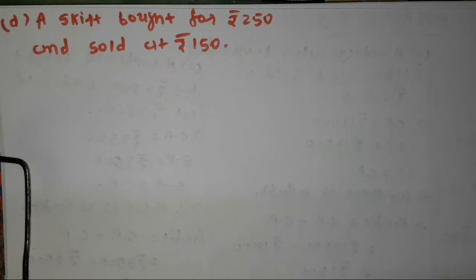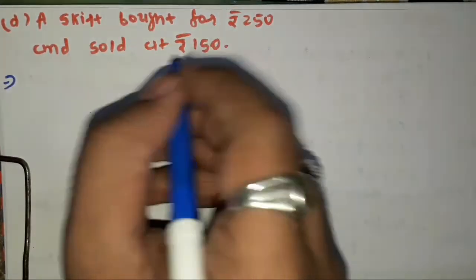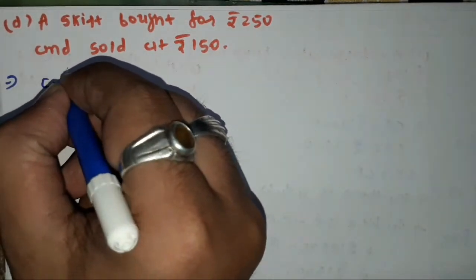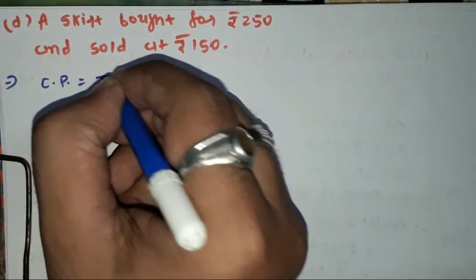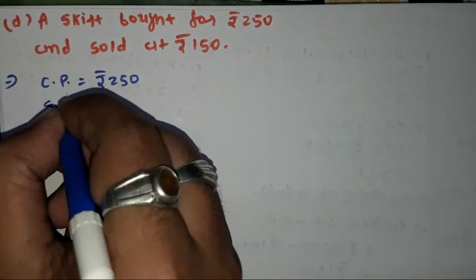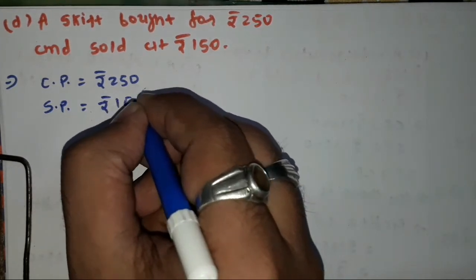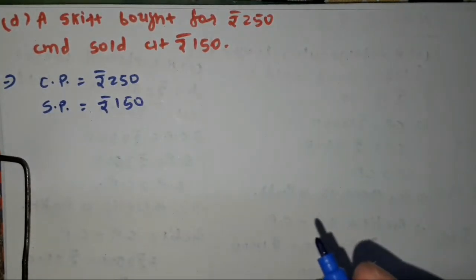So similarly, the last one is that a skirt is bought for rupees 250 and sold at rupees 150. So for that, what we will do here? First of all, to solve this, a skirt bought for rupees 250. So that is the cost price. So cost price is equal to rupees 250, and selling price is equal to rupees 150, which is given, sold at rupees 150.